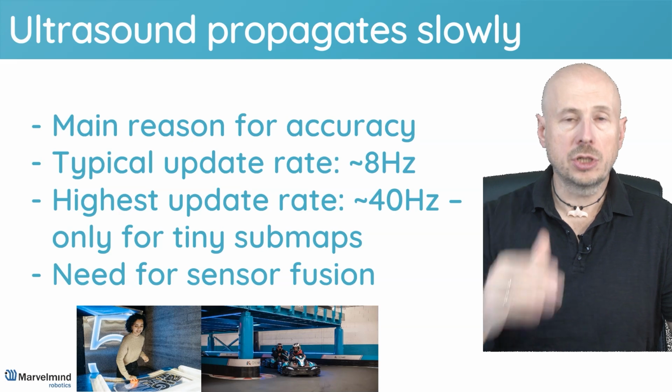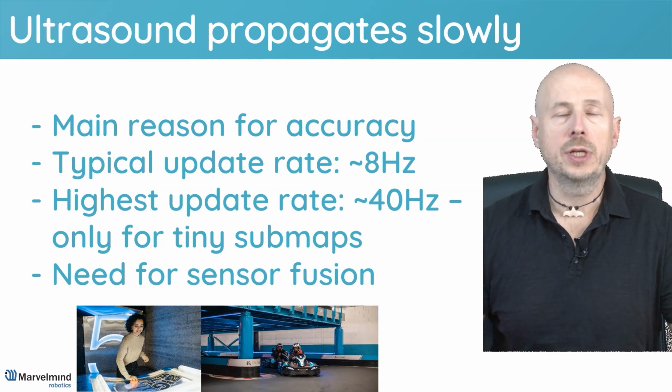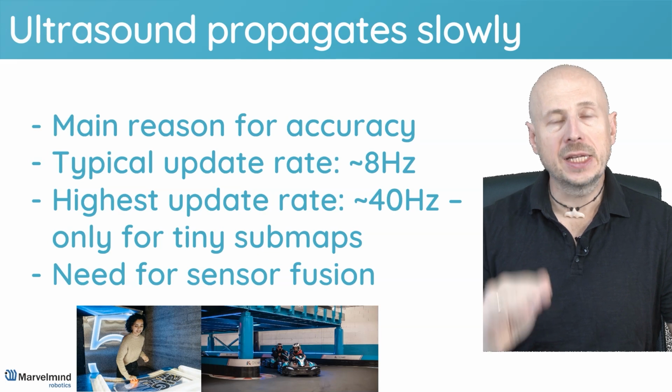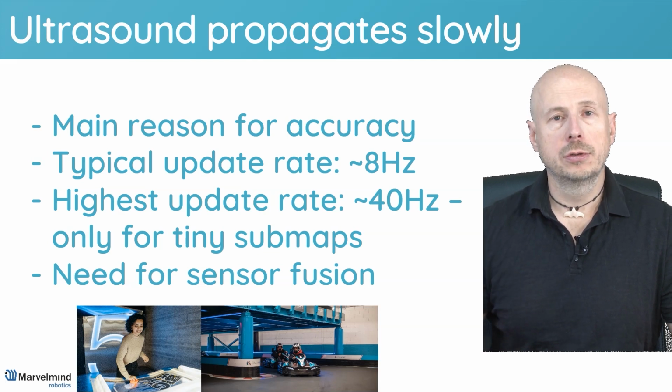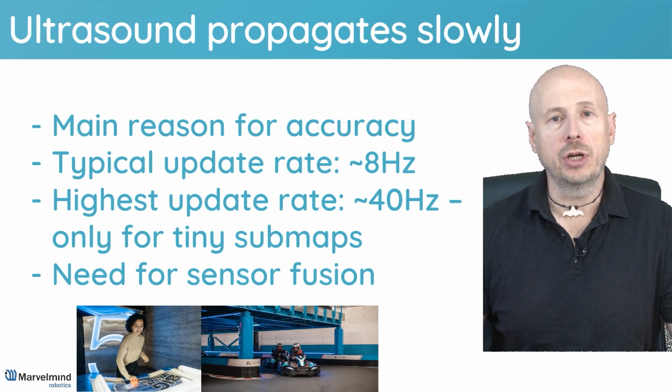What to do? Sensor fusion is the solution. Sensor fusion is my personal favorite topic. It's an extremely complex thing, but it gives the best from both worlds. It allows high accuracy of the indoor positioning system, and at the same time very high update rate. It can be done at even more than 100 Hertz from the inertial measurement unit, the IMU. So let's talk about this deeper.